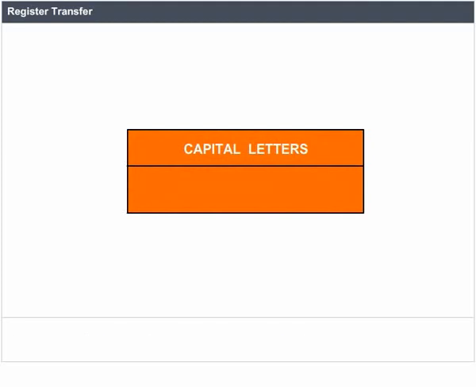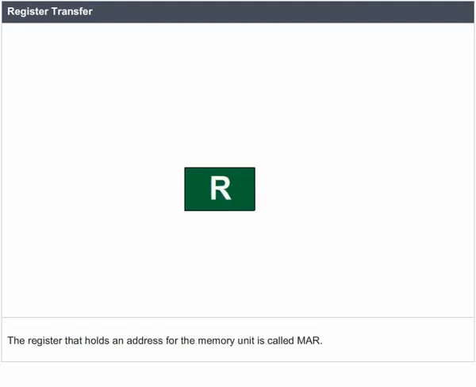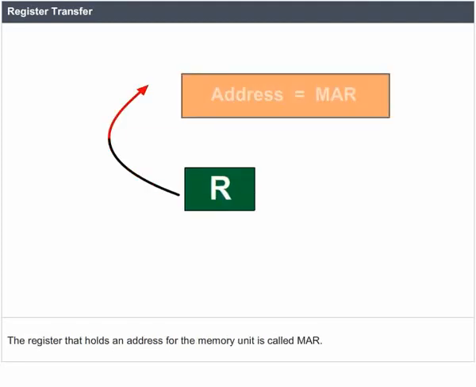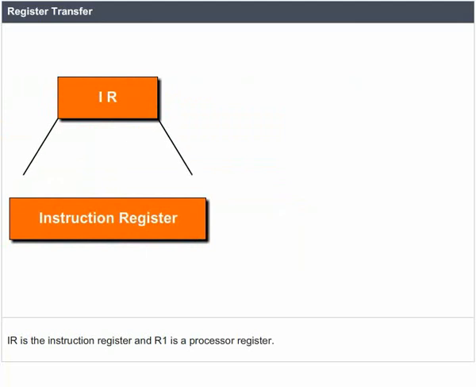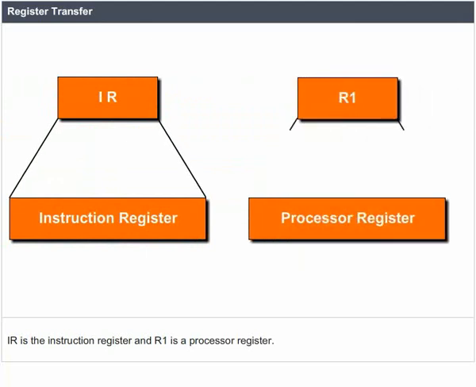Register transfer. Designate computer registers by capital letters to denote their function. The register that holds an address for the memory unit is called MAR. The program counter register is called PC. IR is the instruction register and R1 is a processor register.